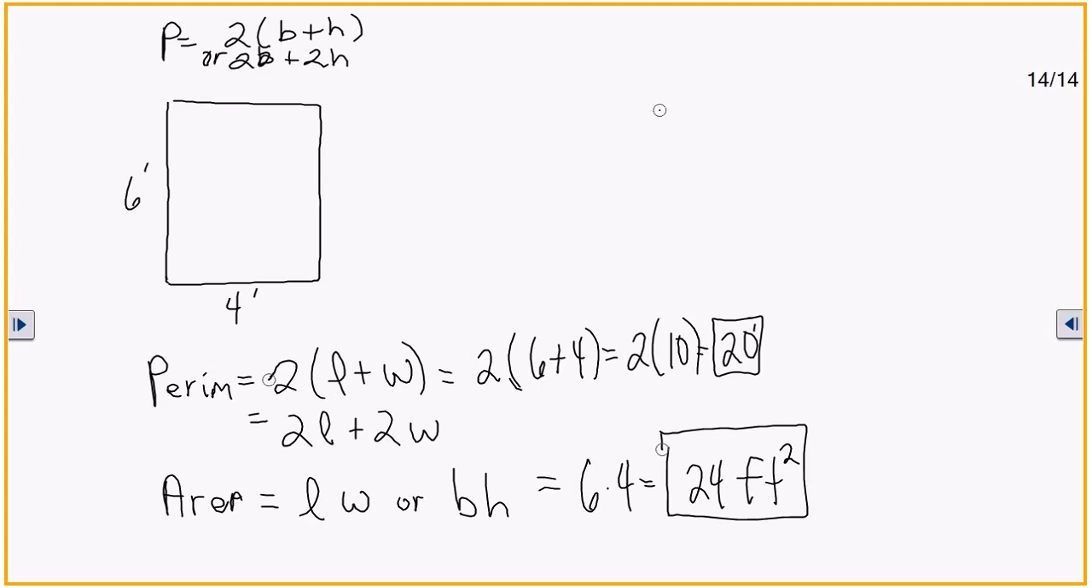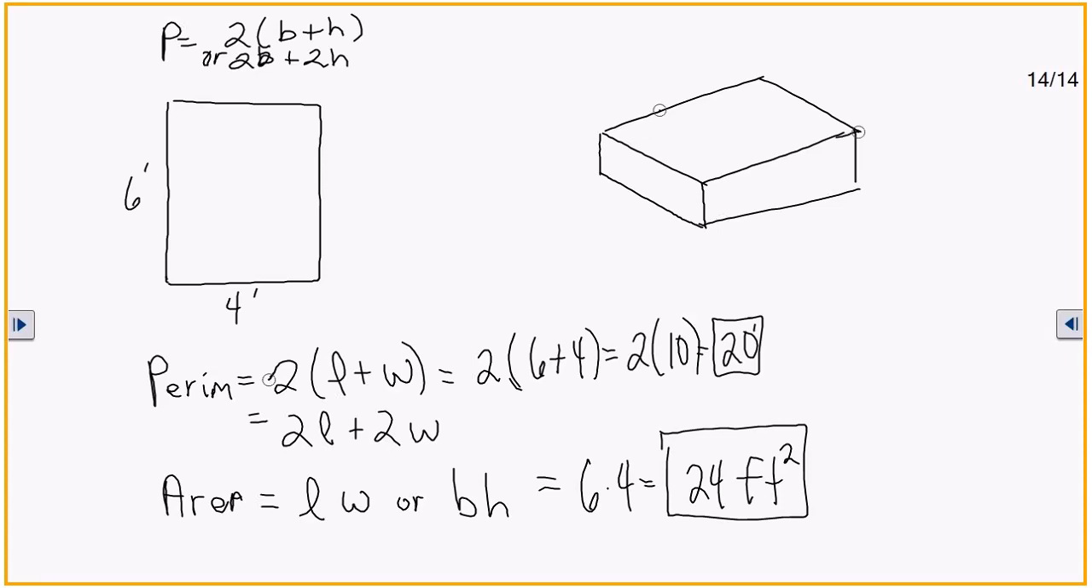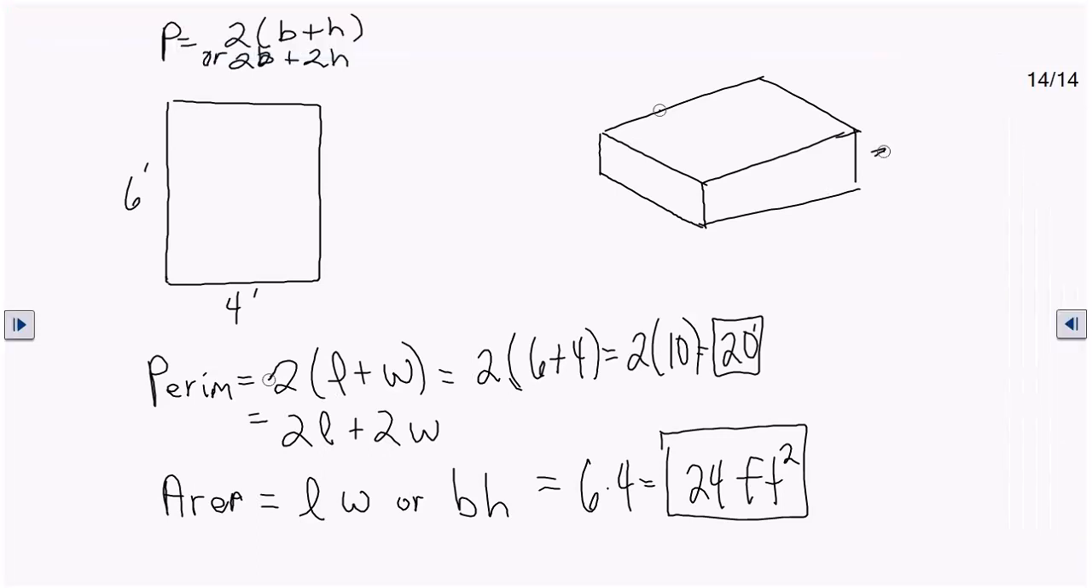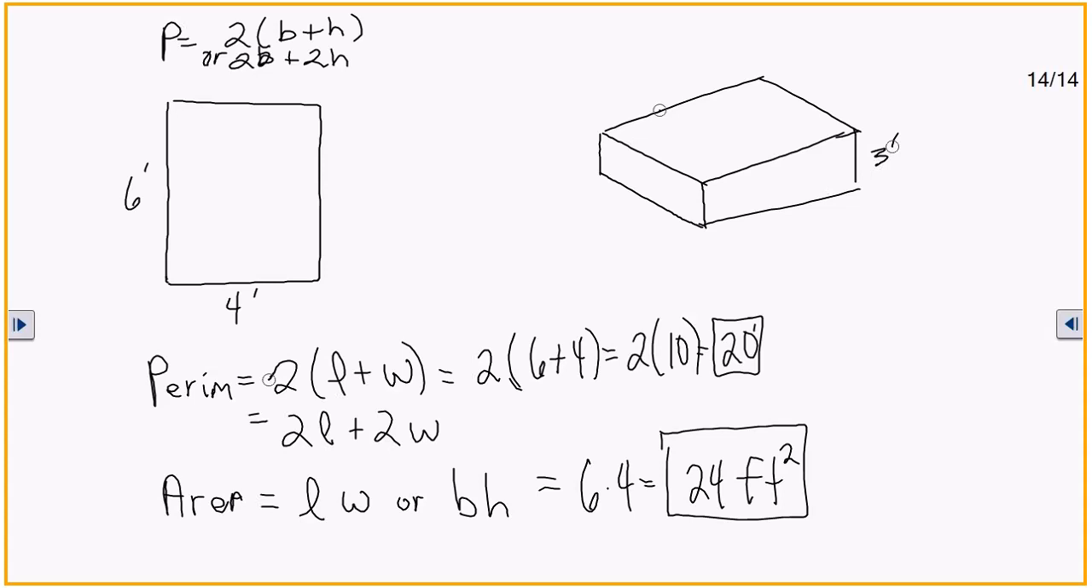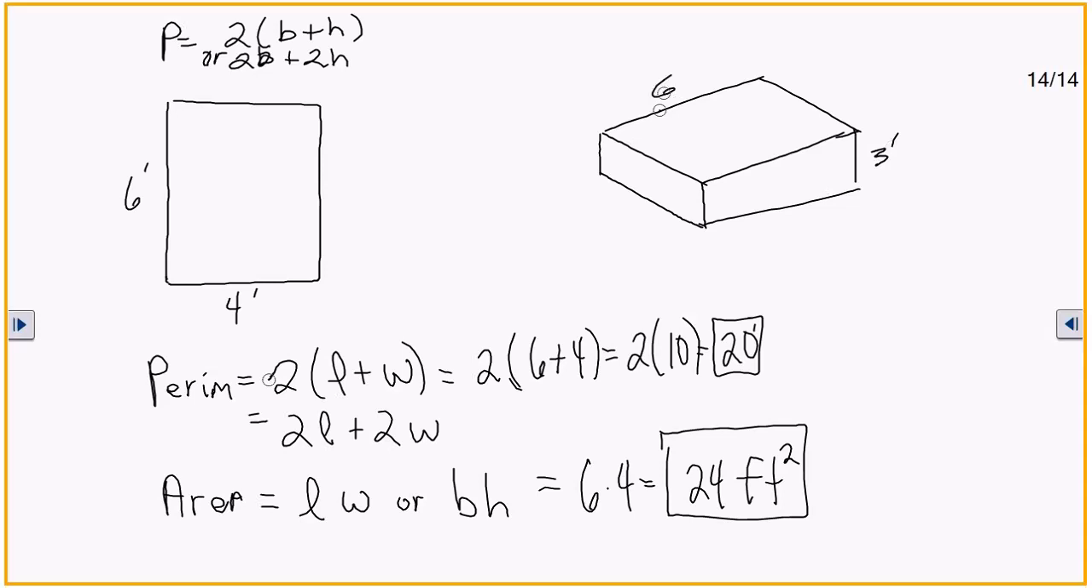Okay, so here we're going to draw the same thing. I'm not an artist, but it's makeshift. And we're going to dig it 3 foot deep. Well, you still got your length and your width. Your length is 6 and your width is 4.